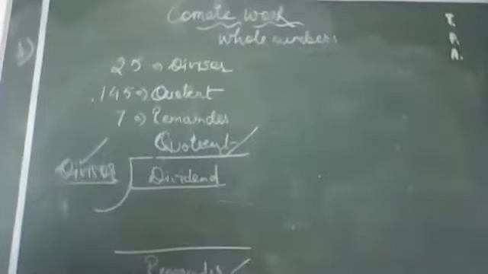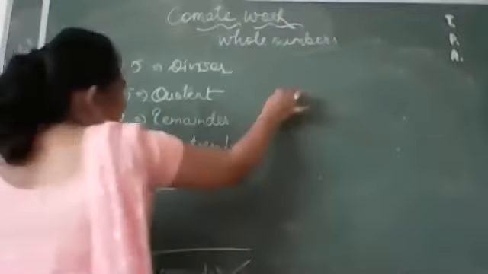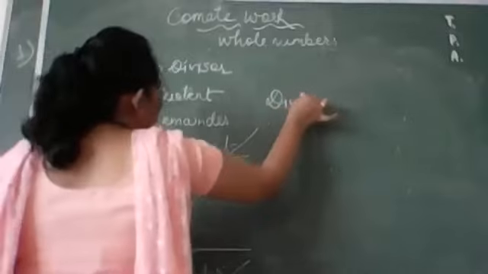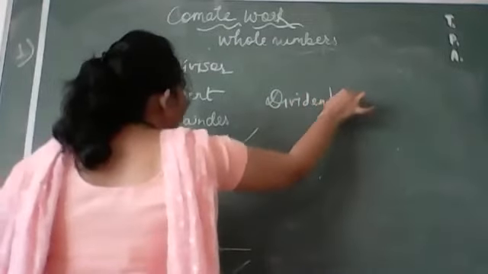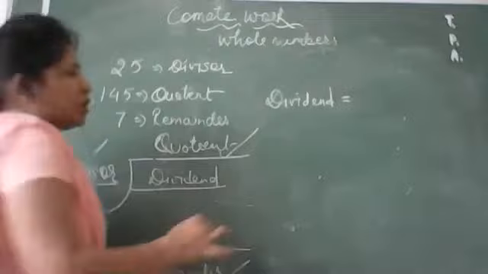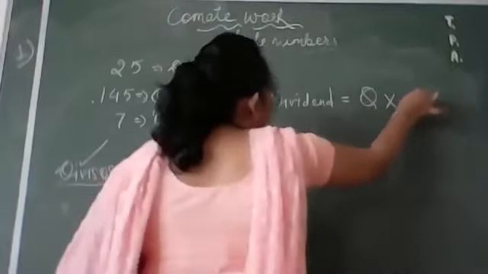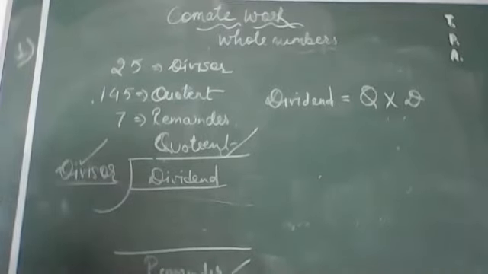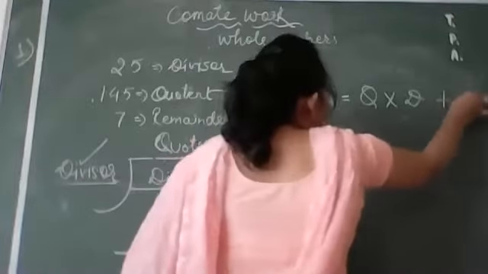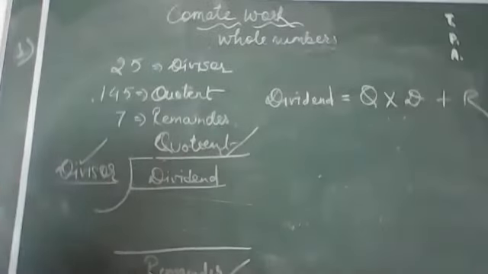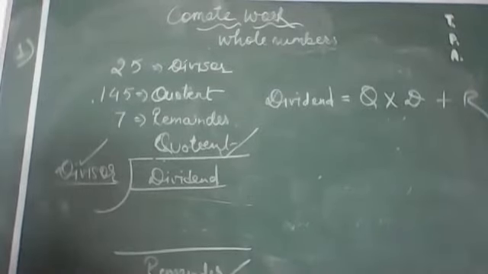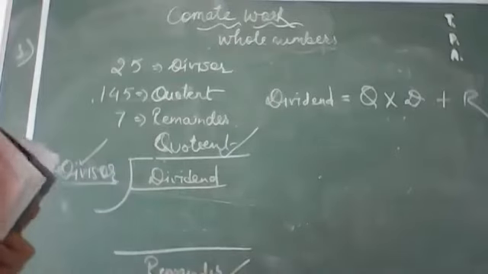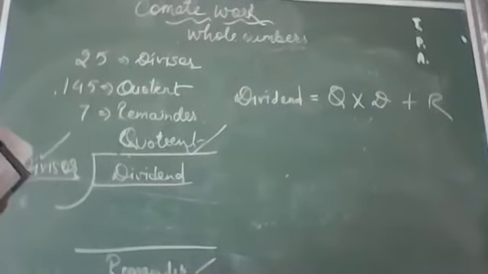I can tell you a very easy, simple formula: dividend is equal to Q into D plus R. D means divisor, Q means quotient, and R means remainder. So Q means quotient, D means divisor, R means remainder. Now we will just put down these values.